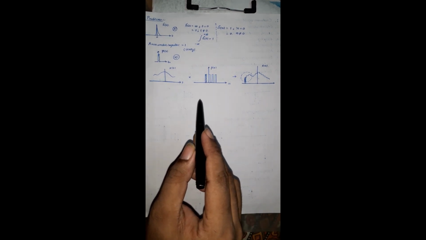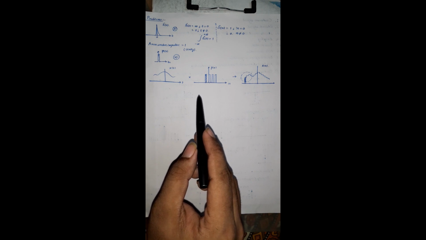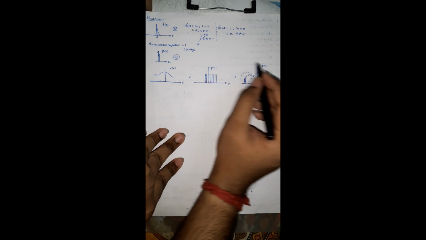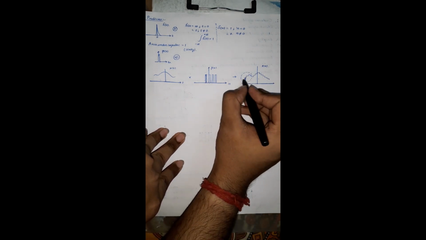Okay, why? Because the impulse train that has been multiplied with it is not the theoretical one, it is the practical impulse train, and this practical impulse train has some finite durations. So that's why we will find some finite durations in the discretized signal. Okay, now there is a problem again.